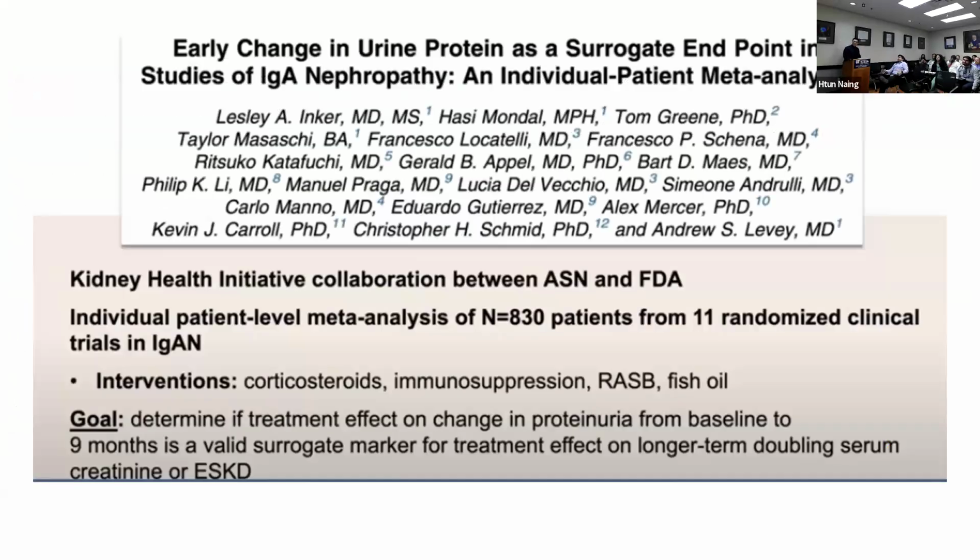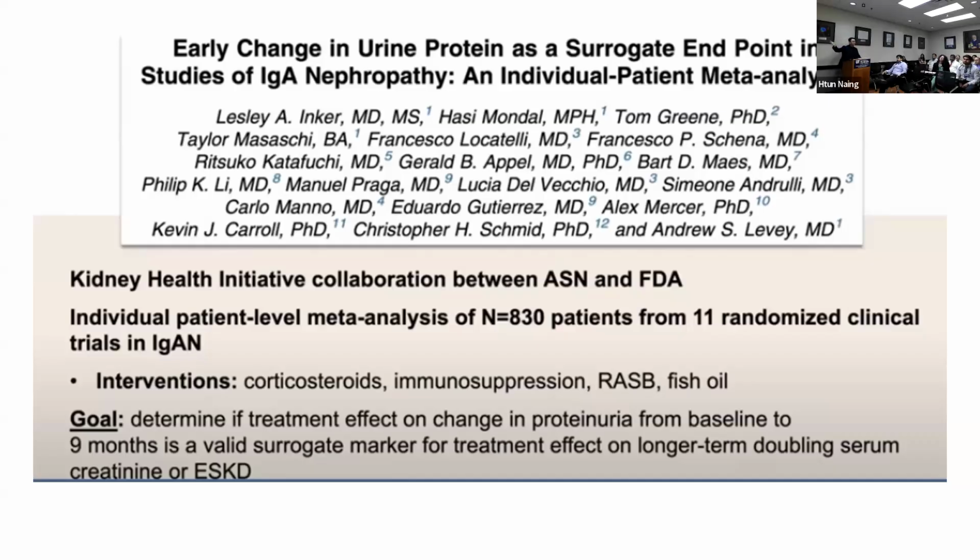So this is what KDIGO, the ESN and FDA tried to find: what should we do about IgA nephropathy, because nobody is making any new drug for the medication. They tried to do a meta-analysis to ask what the surrogate marker should be. Surrogate markers are things where, if you improve something now, the disease progression and outcome might change in the future.